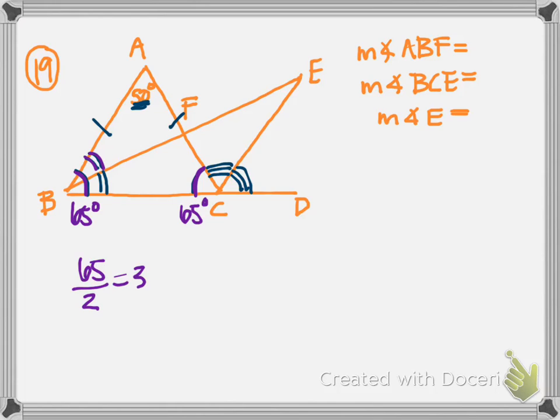And what do we get? 32.5. That is the number of degrees of angle ABF, 32.5 degrees. Okay. Now we need to find the measure of angle BCE.